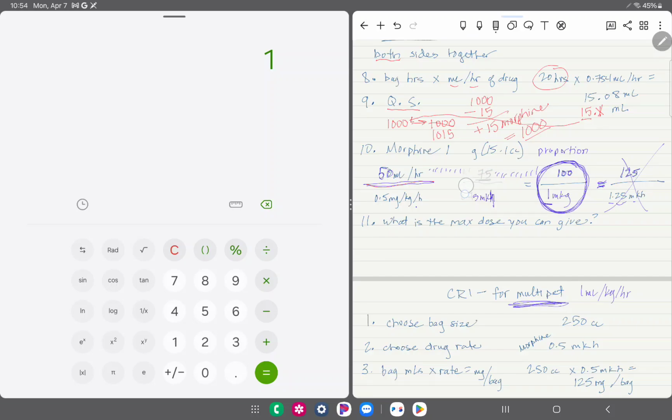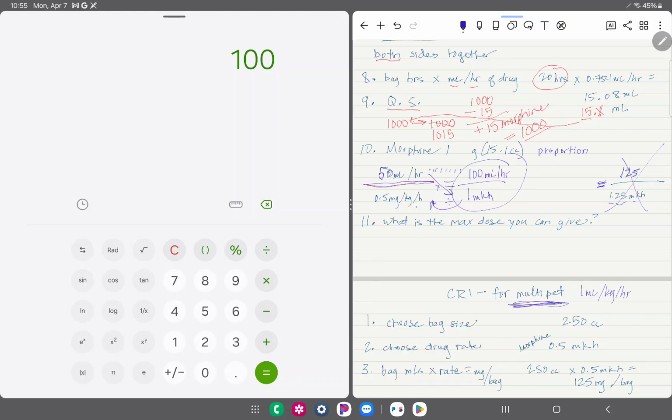You can look at it from the other way too. What do you mean the other way, Sheree? Well, if Plum already told me it's 1 mg per kg per hour, which is the highest I can go, there you are. I can take 50 times 1 divided by 0.5. There we are, 100. 100 mil per hour is the highest I could go. So that was the easy way to figure out how high can I go.